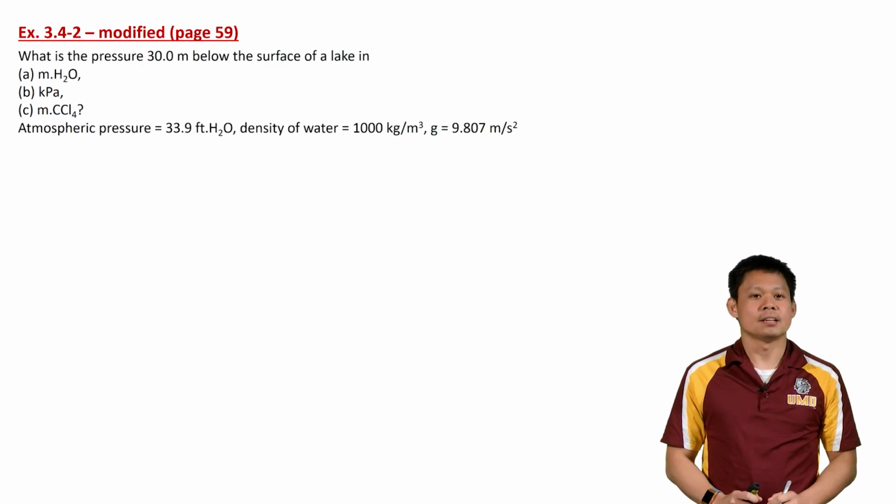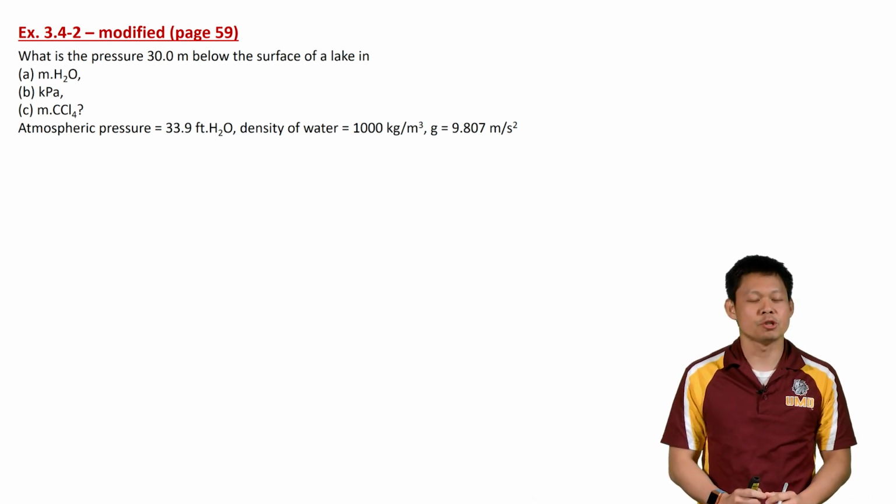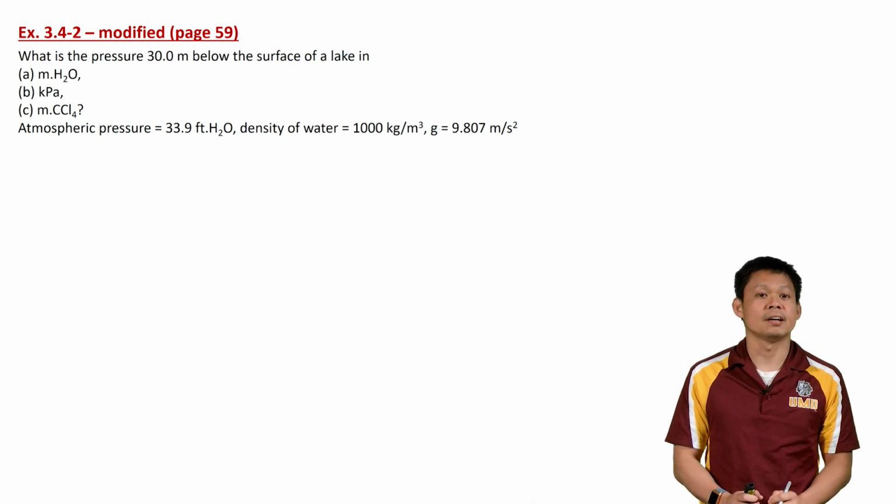Hello everyone, this is our first video example related to our lecture where we talked about the last two process variables of pressure and temperature. In this example, we are going to do an example on using head of fluid and how we convert head of fluid to pascals and vice versa. This is example 3.4-2 from the textbook on page 59. I have modified it slightly to add more parts to it, and hopefully that will help you understand this idea of head of fluid a little more.